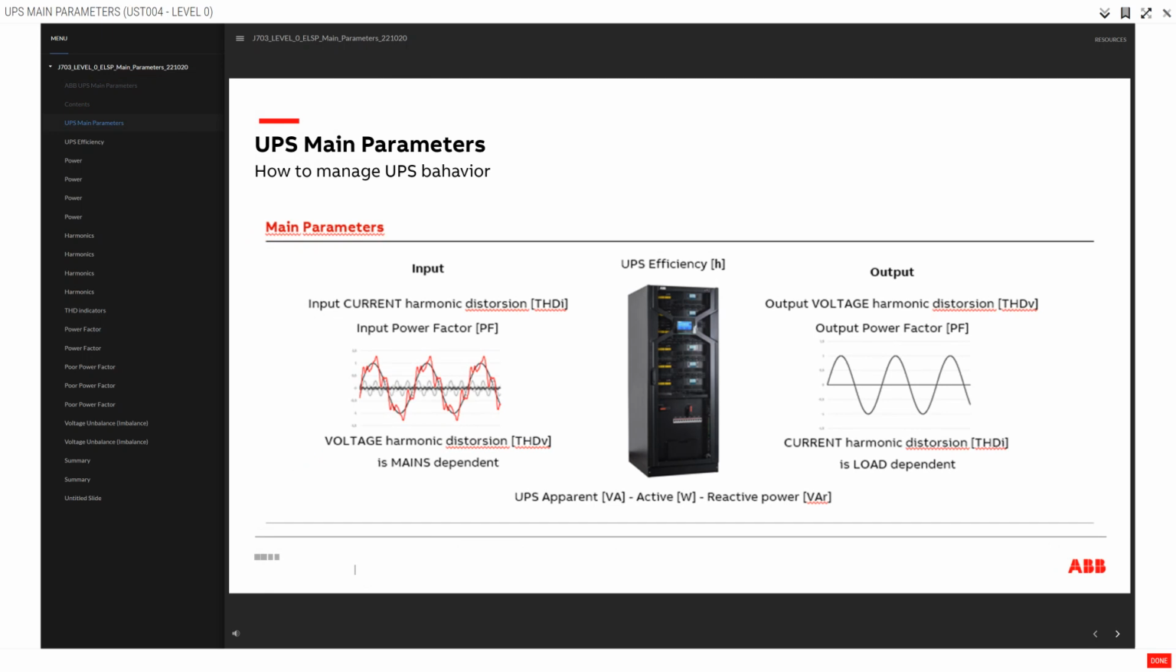UPS main parameters are: on the input side, input current harmonic distortion, input power factor. Input voltage harmonic distortion is mains dependent. On the output side, output voltage harmonic distortion, output power factor. Output current harmonic distortion is load dependent. If we look at the UPS, we have UPS efficiency, UPS apparent, active and reactive power.